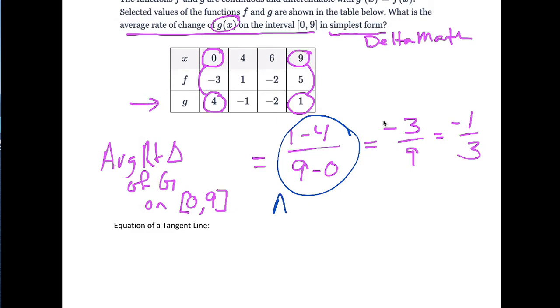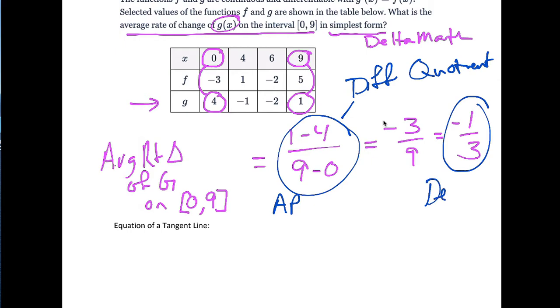For AP, this is what we want. This is called a difference quotient. For Delta Math, this is what we want. So just 2 different things. But for the AP exam, we just want to know the difference quotient, and you don't have to simplify it.